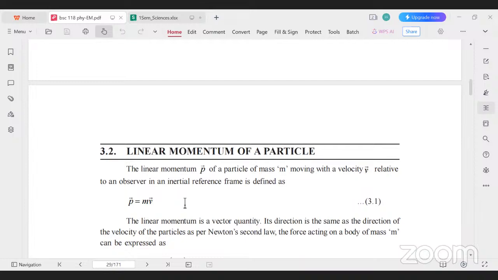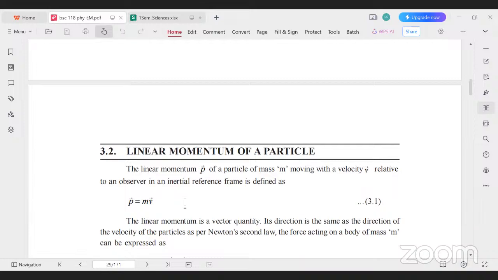Linear momentum, observed in an inertial reference frame, is defined as p = mv, where p is the momentum of the particle, m is the mass, and v is the velocity. The basic thing is the particle. Without a particle, without any object or material, there is no momentum. So when the particle is moving, its mass and velocity are also carried.